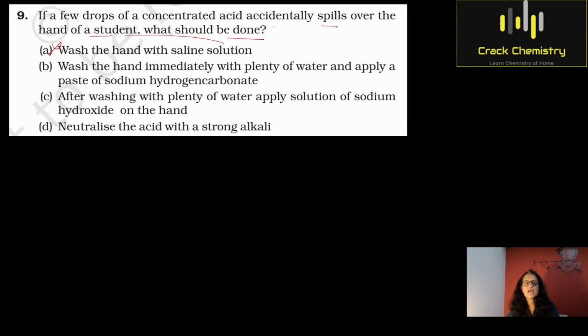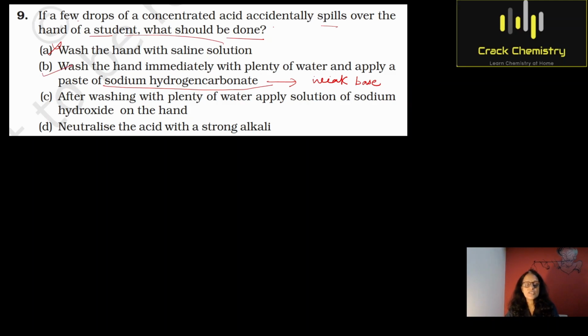Option B is wash the hand immediately with plenty of water and apply a paste of sodium hydrogen carbonate. Student, sodium hydrogen carbonate is baking soda, which is a weak base. So this treatment will give relief to the student because here the student is washing the hand immediately with plenty of water and is applying a paste of sodium hydrogen carbonate, which is a weak base. So sodium hydrogen carbonate being weak base will neutralize the effect of a strong acid. So option B is the correct option.